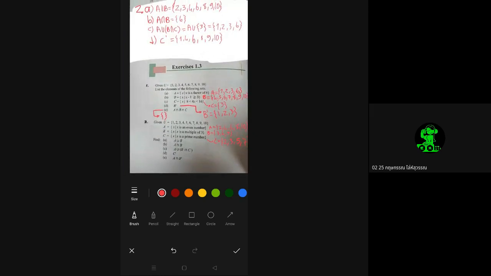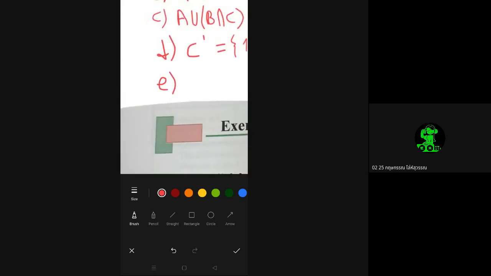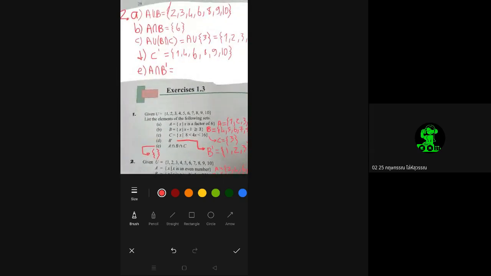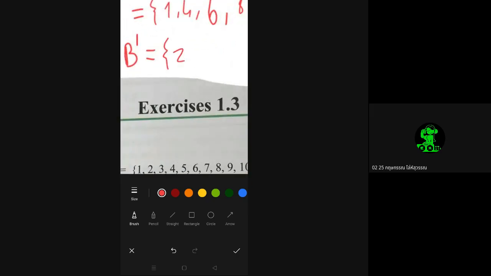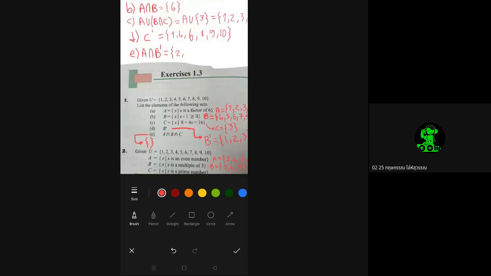And then the next one is A intersect with B complement. We have to write the B complement first. B complement is 1, 2, B is 3, 6, 9. A is 2. So A intersect with B complement should be 2.